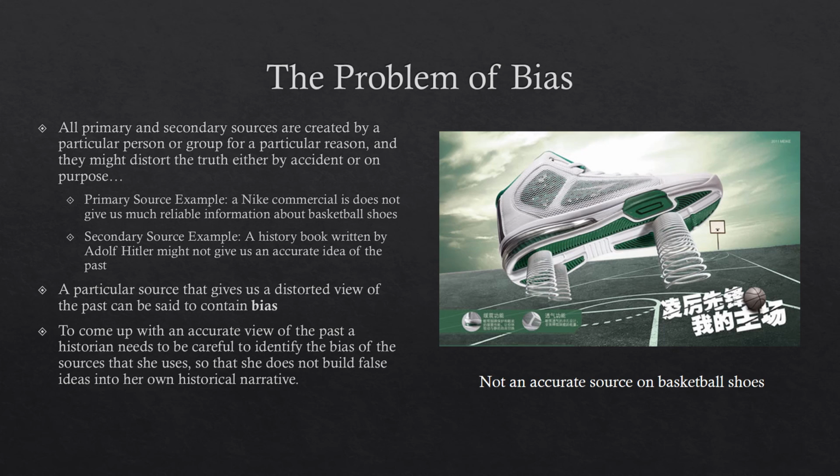And so bias is just any time that a source is distorted or gives us a distorted view about the past. And so historians, when they are looking at all of these different sources, if they want to come up with an accurate understanding of the past, need to be careful to identify the bias of the sources that they're using. That way you don't accidentally take in these false ideas and build them into your own historical narrative. We'll look more at this problem of bias later, but it's just important that you know that this is a huge issue, and that everybody has some kind of bias. Me, you, your history textbook, and we as historians need to be careful as we go forward and construct our own narratives.